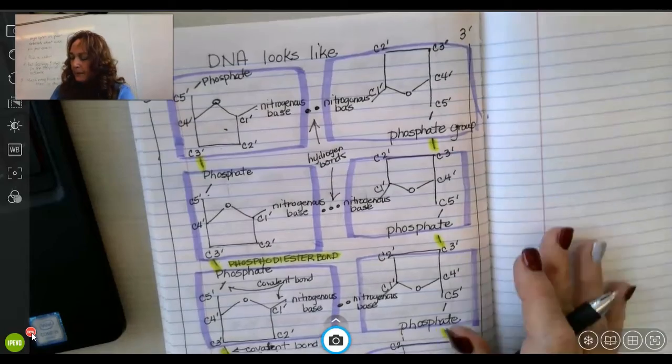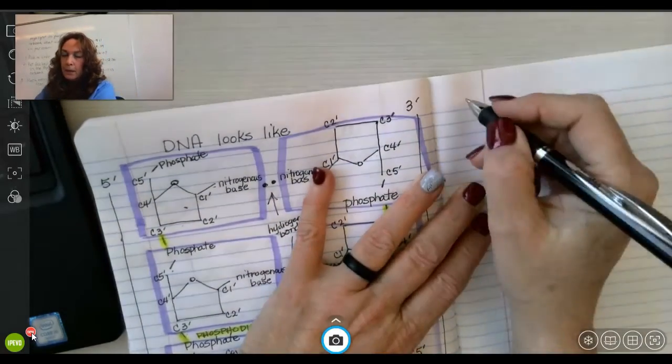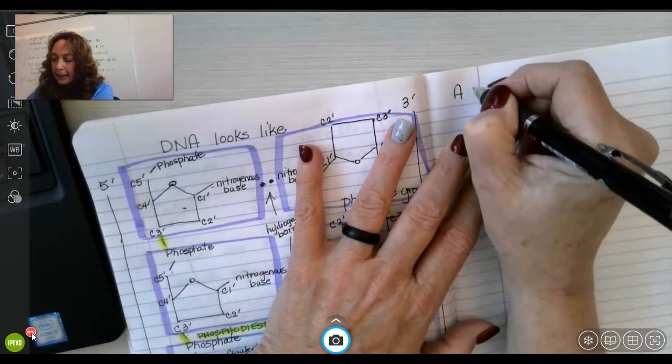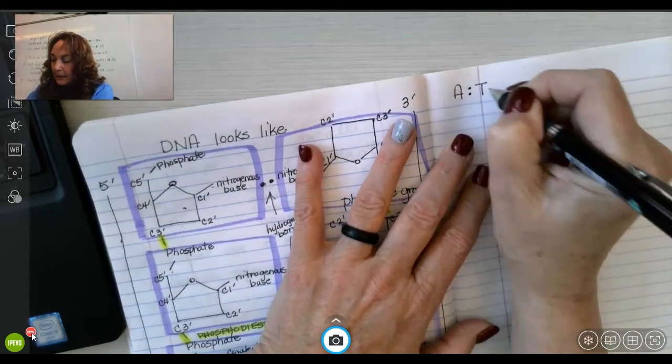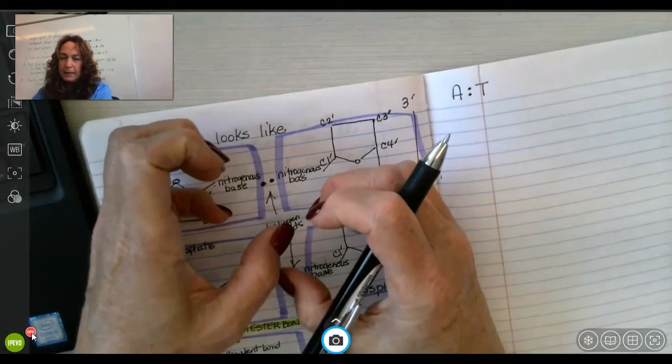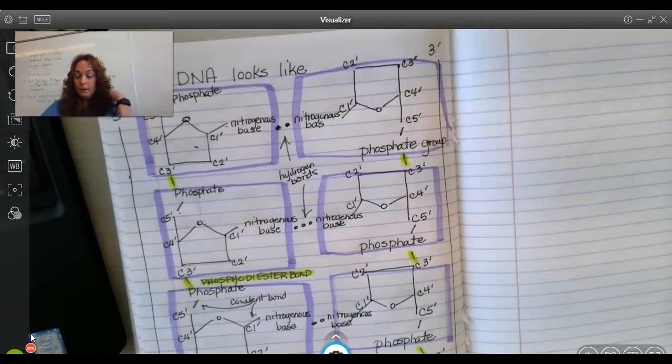Okay, let me tell you which ones are which. So between adenine, remember Addie? A and T, there's 2, and it has to do with the position and how they meet up with each other.